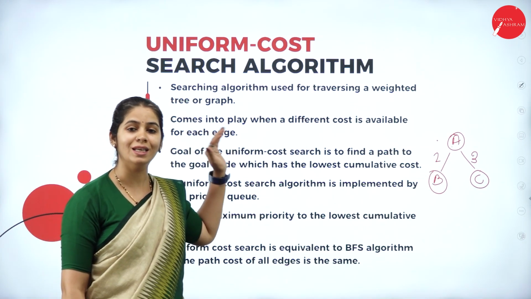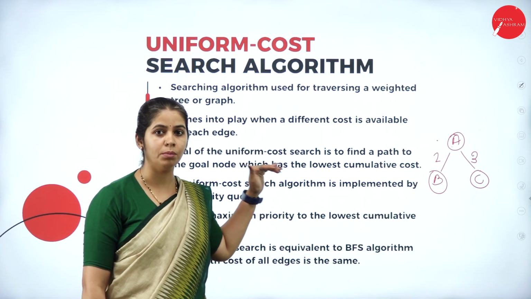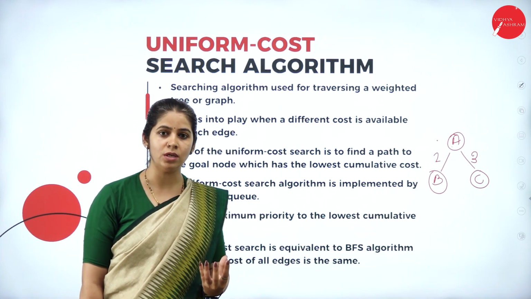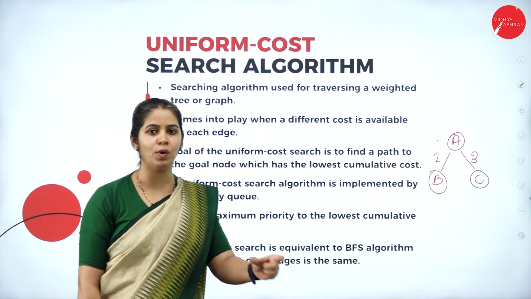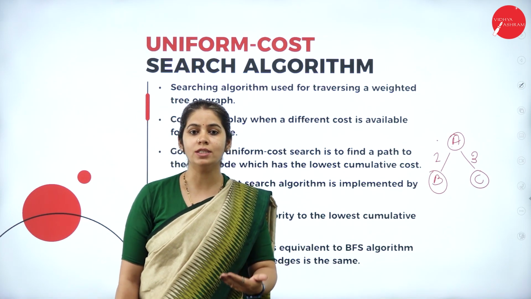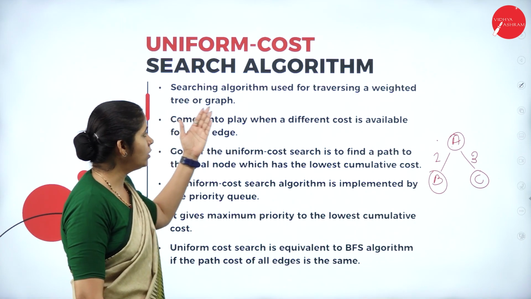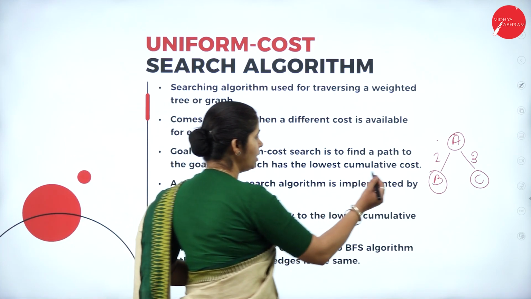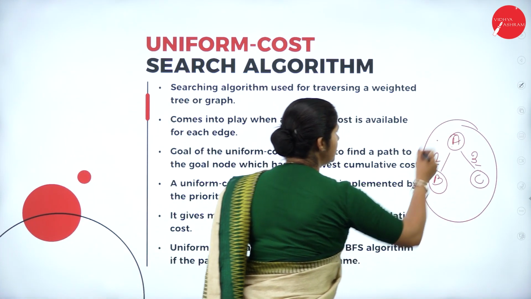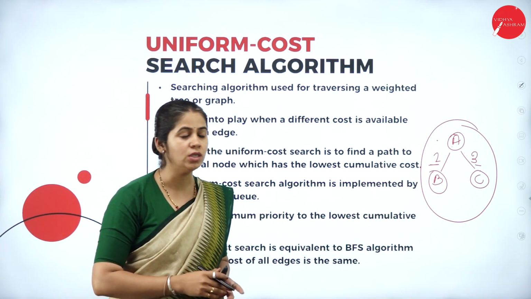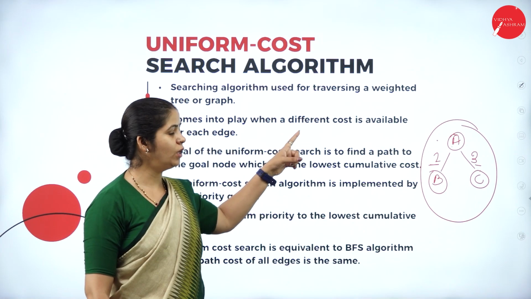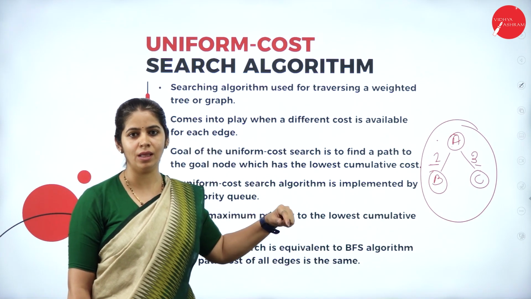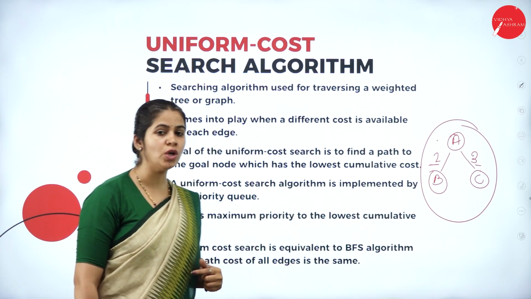So why are we using this type of searching algorithm? To find the optimal solution. Which is the optimal solution? The optimal solution is where we have the lowest cost and we are reaching the goal state. This searching algorithm is used for traversing a weighted tree or graph. Whenever we give such costs, this type of tree is called a weighted tree or weighted graph. It comes into play when a different cost is available for each edge. We can apply such an algorithm when we have a cost for each edge.